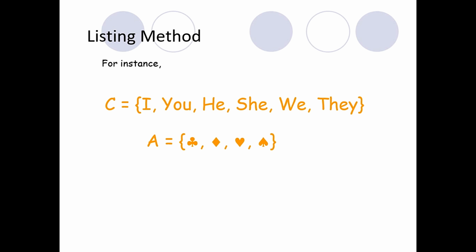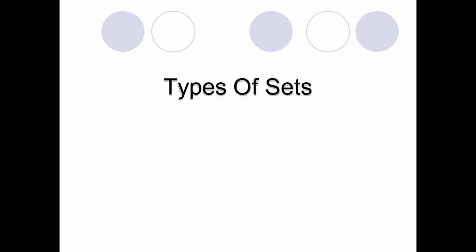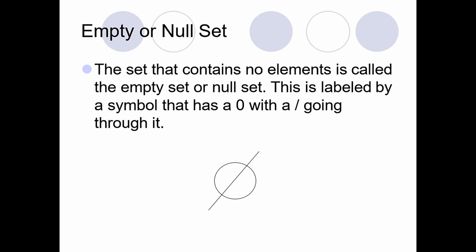Okay, now let's go to the types of sets. Now, we have a set that is known as the empty or null set. This kind of set contains no elements. So this is called an empty set or a null set. This is labeled by a symbol that has a 0 with a slash going through it. You can also use two brackets without anything in the middle of those brackets.